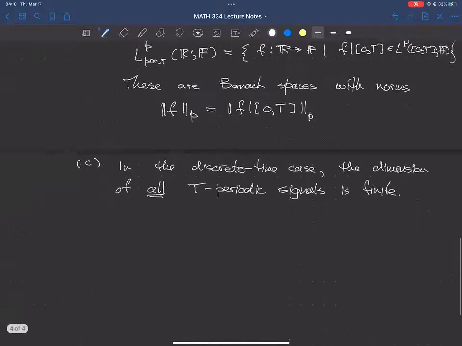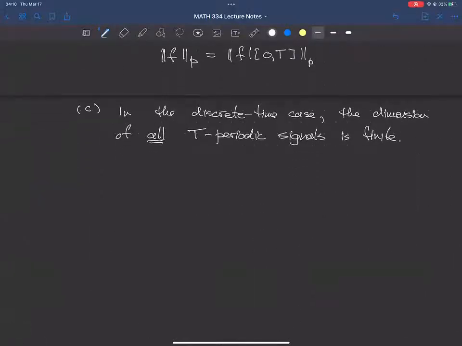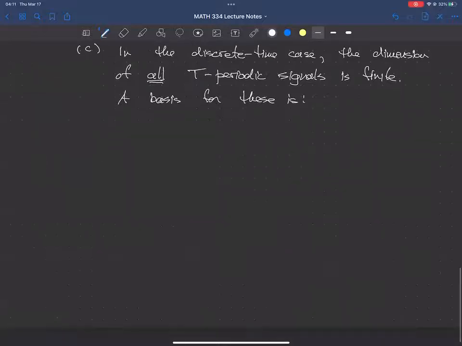Now, if you think about it for a second, that's fairly clear. It's really because of periodicity: you only need to know the value of the signals in a single period, again, let's say from 0 to T. And in the discrete time case, there's only going to be finitely many times between 0 and T. And so a basis for these is, again, I'm going to draw the basis rather than write a formula for it.